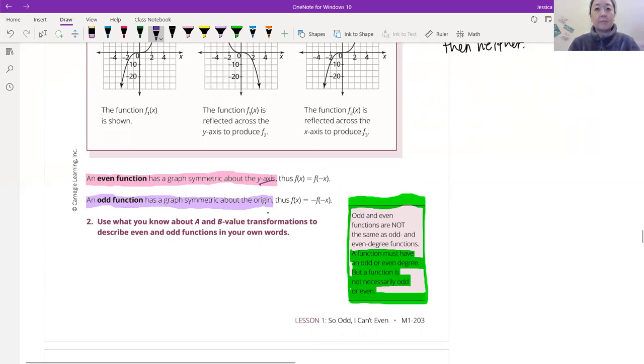It has to be that, because it may be symmetrical, just not across the y-axis, right? If it's not across the y-axis, not an even function, all right? And this one has to be the origin. Again, it may have a center of rotation and it may have reflectional symmetry, but the center of rotation may not be at the origin. It has to be at the origin for us to consider it to be odd, all right? And so, make sure you highlight this as well. This is exactly what I was talking about. So odd and even functions are not the same as odd and even degree functions, okay? So please read that a couple of times just to make sure you know that.